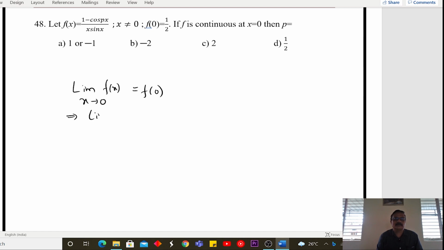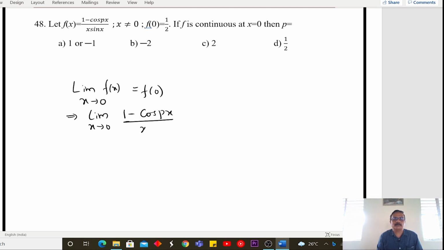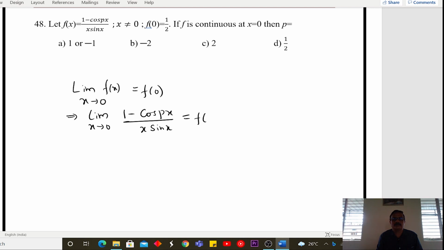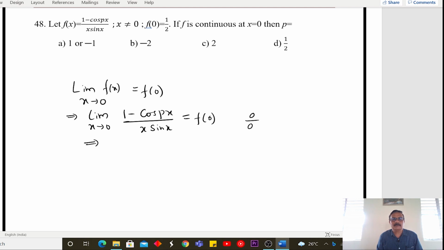Now this implies the limit as x tends to 0. What is f of x? 1 minus cos px divided by x sin x is equal to f of 0. The f of 0 value is given. Now put x is 0. The given data is in the indeterminate form 0 by 0. So simplify. There are two methods. The first method is by using L'Hospital rule, differentiating the numerator and denominator separately.